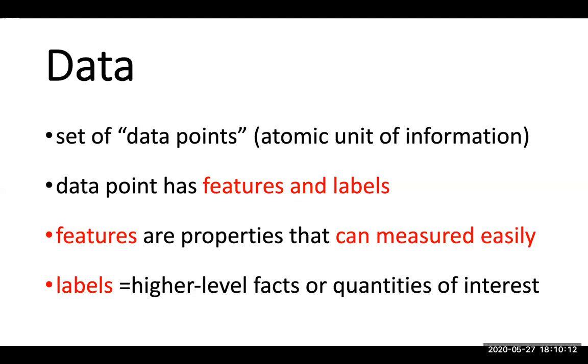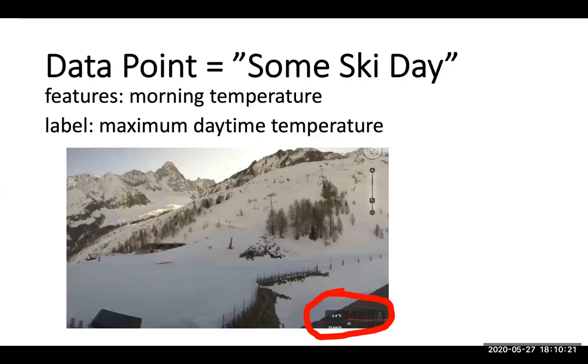So we must define what are the features, what are the properties that can be measured easily, and what could be labels or higher level facts or quantities of interest that we're interested in the end. So for example, a data point could be some ski day.